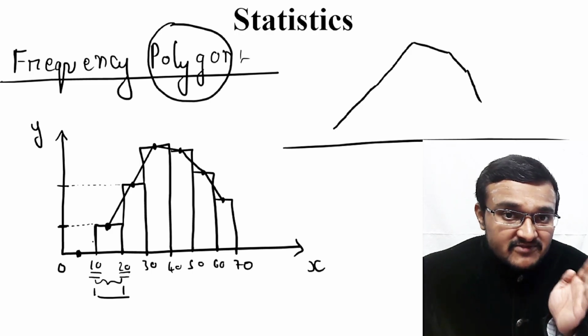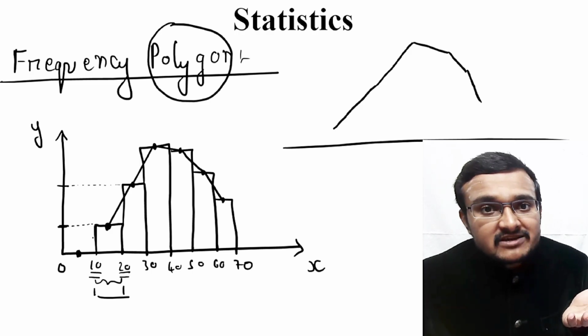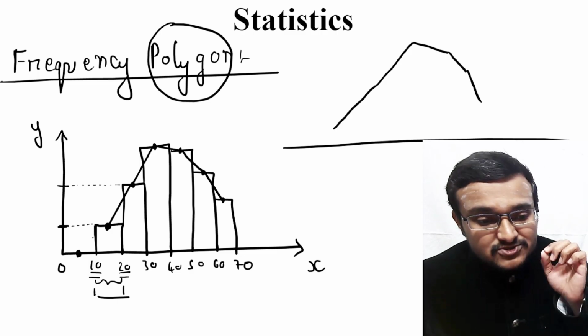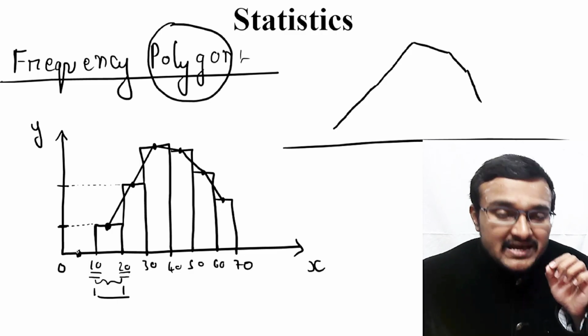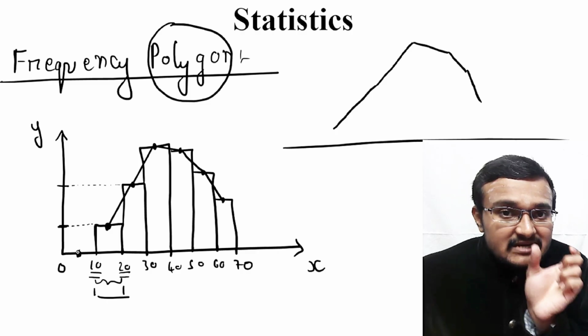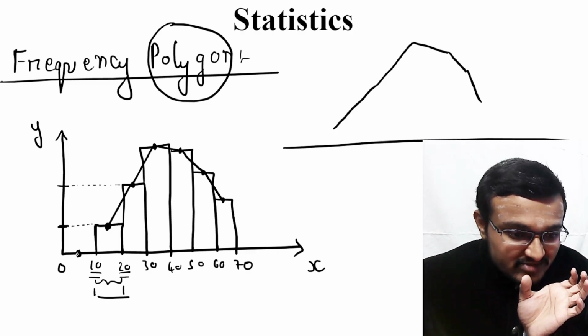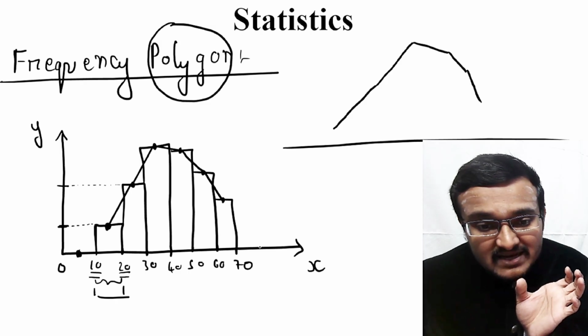In the previous range, from 0 to 10, there is no frequency at all. That means there is no data present. That's why the y value is 0, and the x value we have to consider is in between the previous range. The previous range is 0 to 10, so in between 0 to 10 is this particular point.